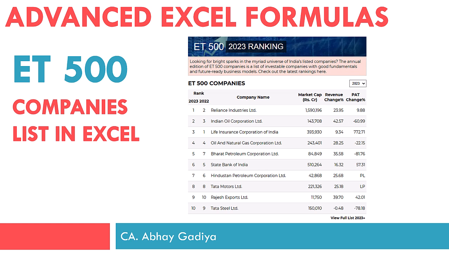A few years back, I had created a video in which I showed various steps through which you can extract the ET500 companies list in Excel. Since then, a lot of new updates have been brought into Excel, and it is now a lot easier to get this data in a columnar format inside Excel. Hence, I have created this video to show that particular approach.